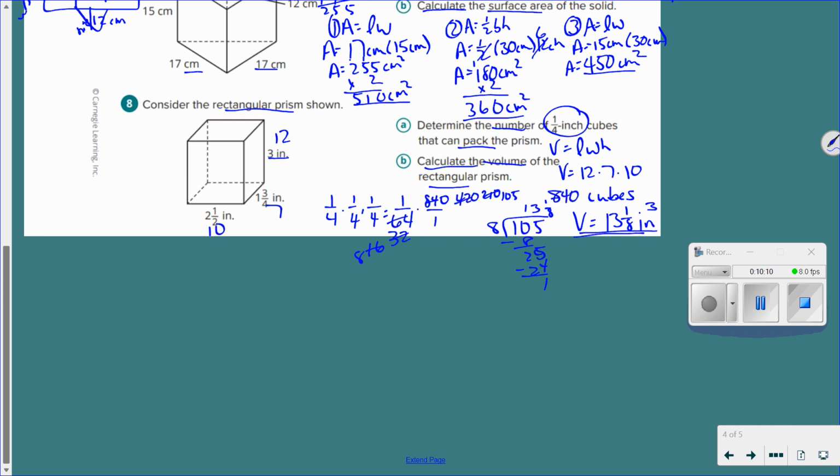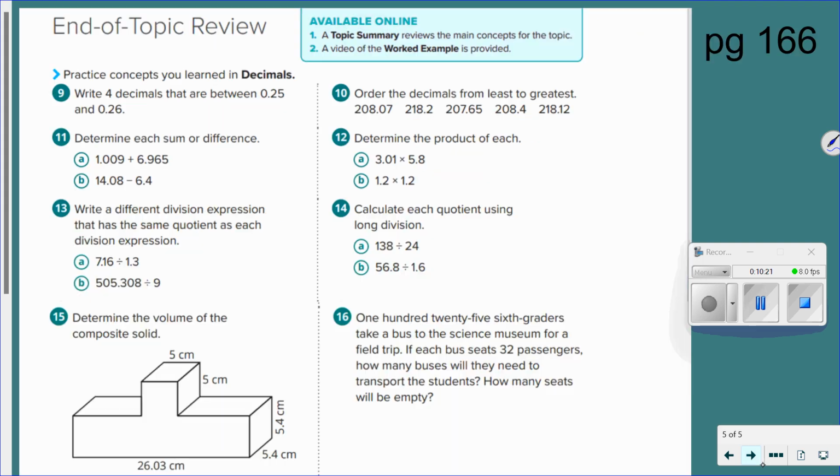So if they tell me to pack it with those cubes, I find out how many cubes, find the volume of 1 cube, and multiply those two numbers. Everybody good on that? Okay. So going to the back page. Not bad, I'm halfway there.